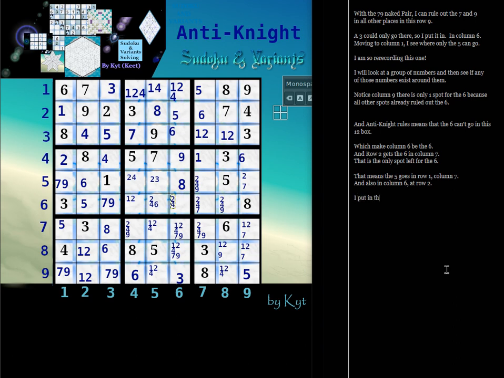I put in, okay, I remove the 1s where they can't go. I wish I was being stupid on purpose so I could just knock it off.